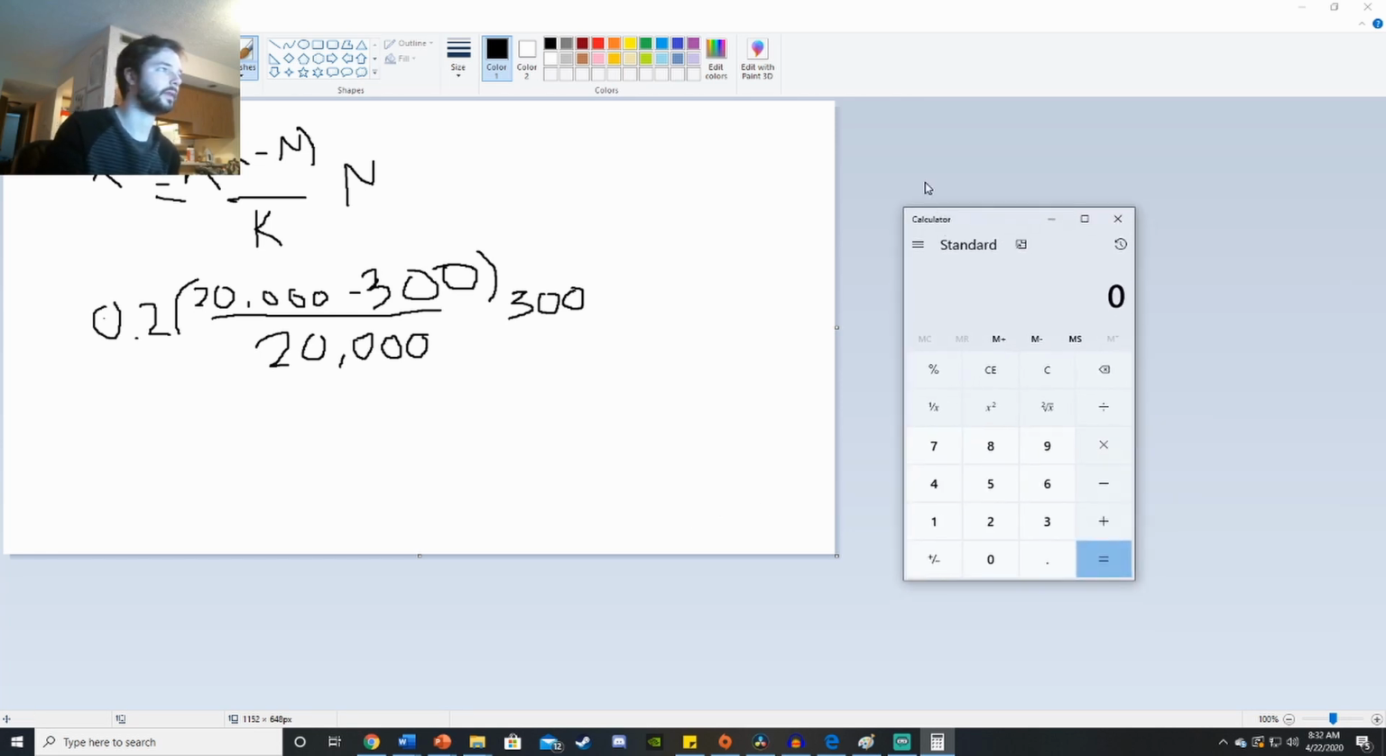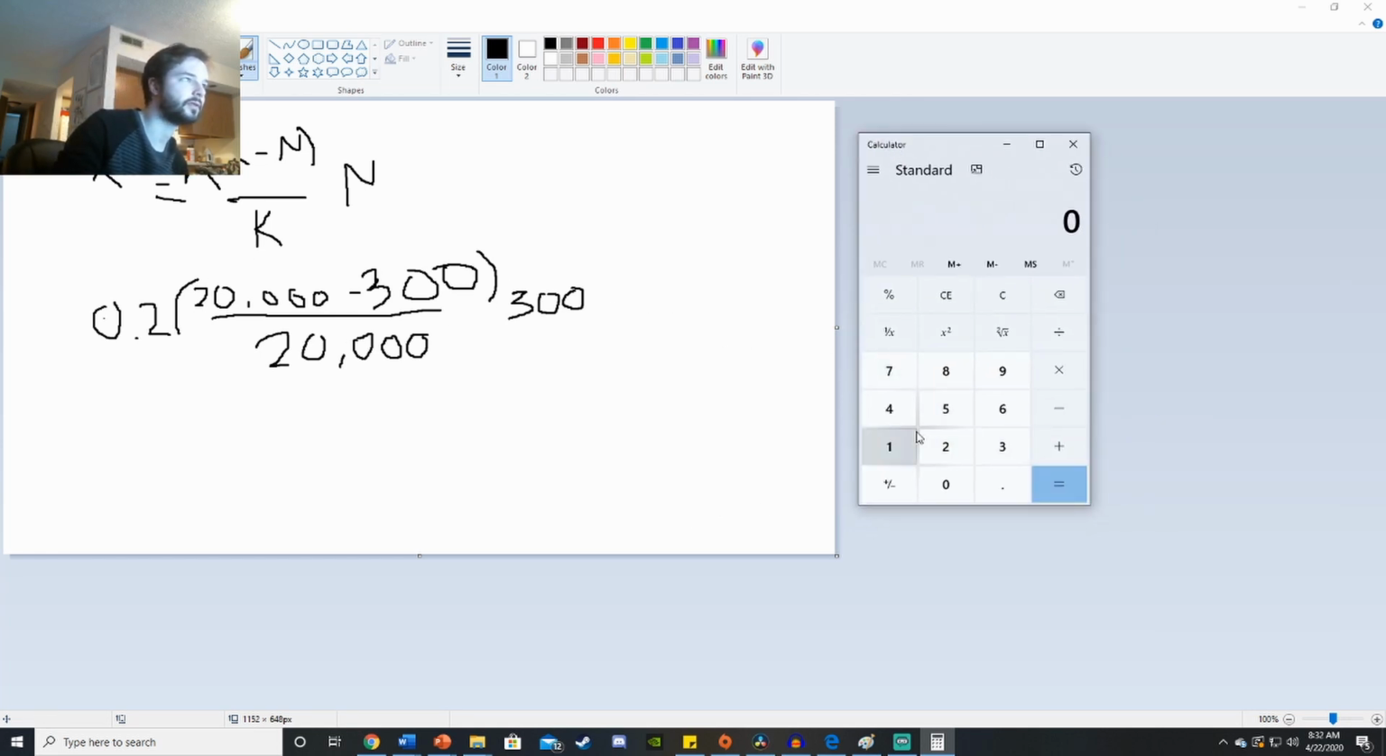Okay, so let's do everything in parentheses first. So 20,000 minus 300, I don't even have to plug that in. I know what that is. That is 19,700 divided by 20,000 equals this percentage. We're going to multiply that by, it doesn't matter which one you do first, let's do 300, times our rate. And that is our answer.